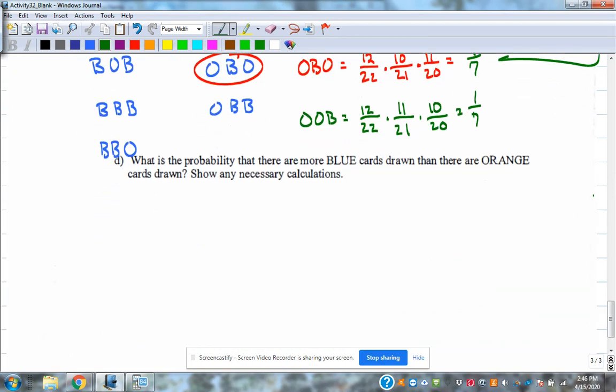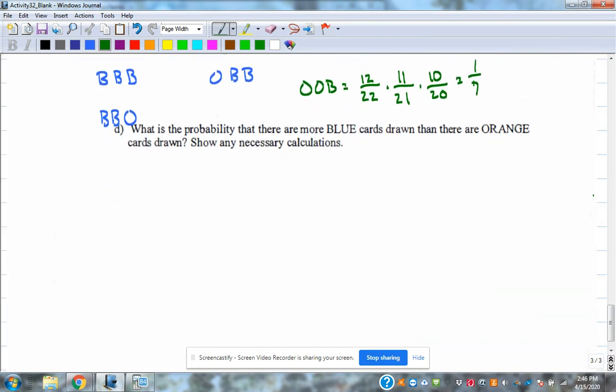Part D. What's the probability that more blue cards are drawn than there are orange cards drawn? Show the necessary calculations. Okay, so we got to think of the scenarios where more blues are drawn. So you could have all blues drawn. That's an option. And that would be 10 out of 22, 9 out of 21, 8 out of 20.